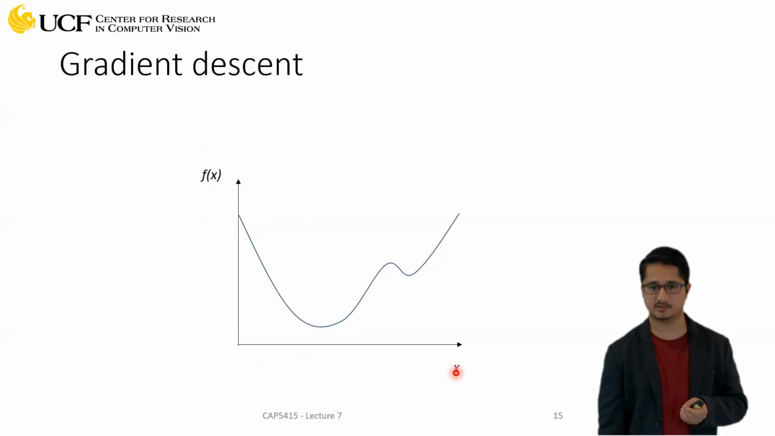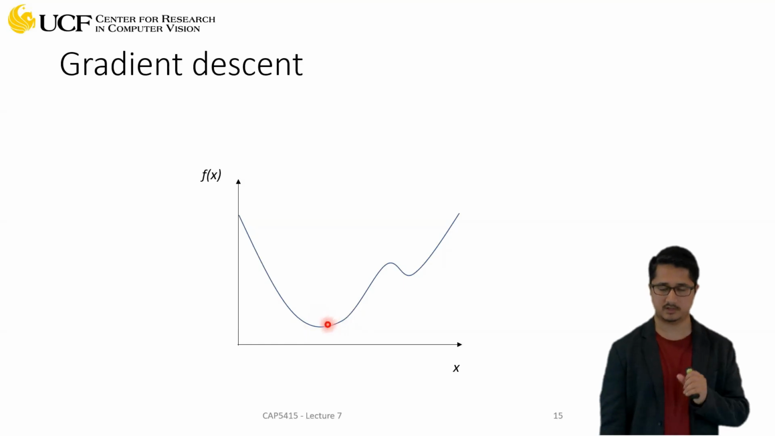For different parameters, you will get different values. It will be a function. And what we want is to find the parameters of the network, such parameters where the value is minimum. So how can we do that?